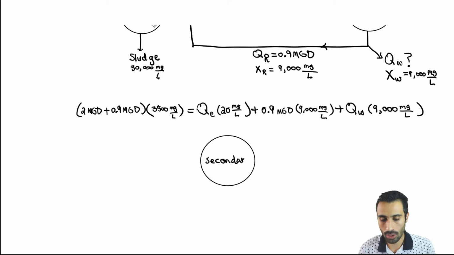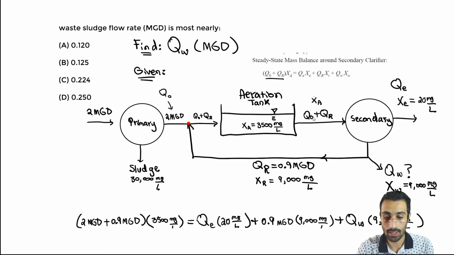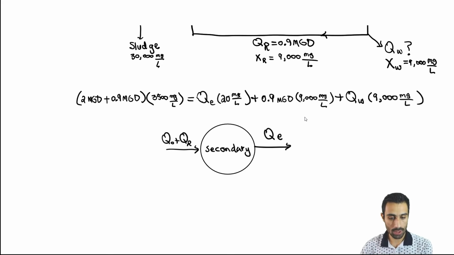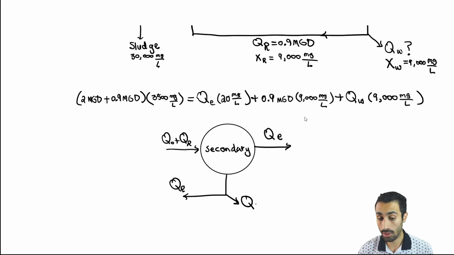And if we look very close at this, we know we have something that comes out, QE. I'll just focus on the flow rates. And something that comes in, which will be the Q0 plus QR, as we denote it here in the secondary. Then we know stuff comes out of it down as well. So we have the QR that gets recycled, and we do have the QW as well. So these are separate. We cannot combine these.